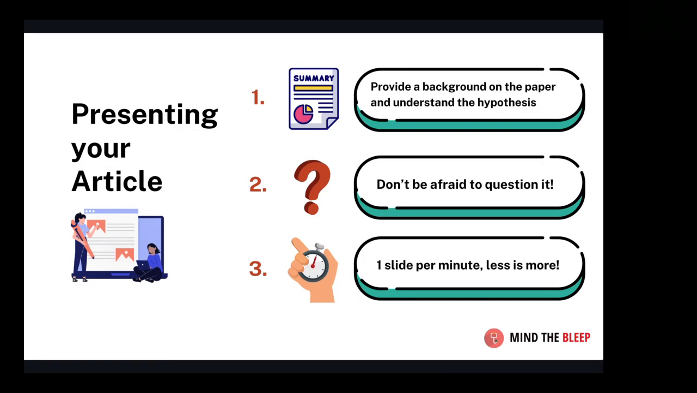Another thing to point out is that you shouldn't be afraid to question the paper. Sometimes a literature search may not yield the best results, and it could be that the clinical question is something that still needs more research. But this shouldn't deter you from presenting the topic, given that there is still enough information to present. So all of this tends to fall under the category of critical appraisal.